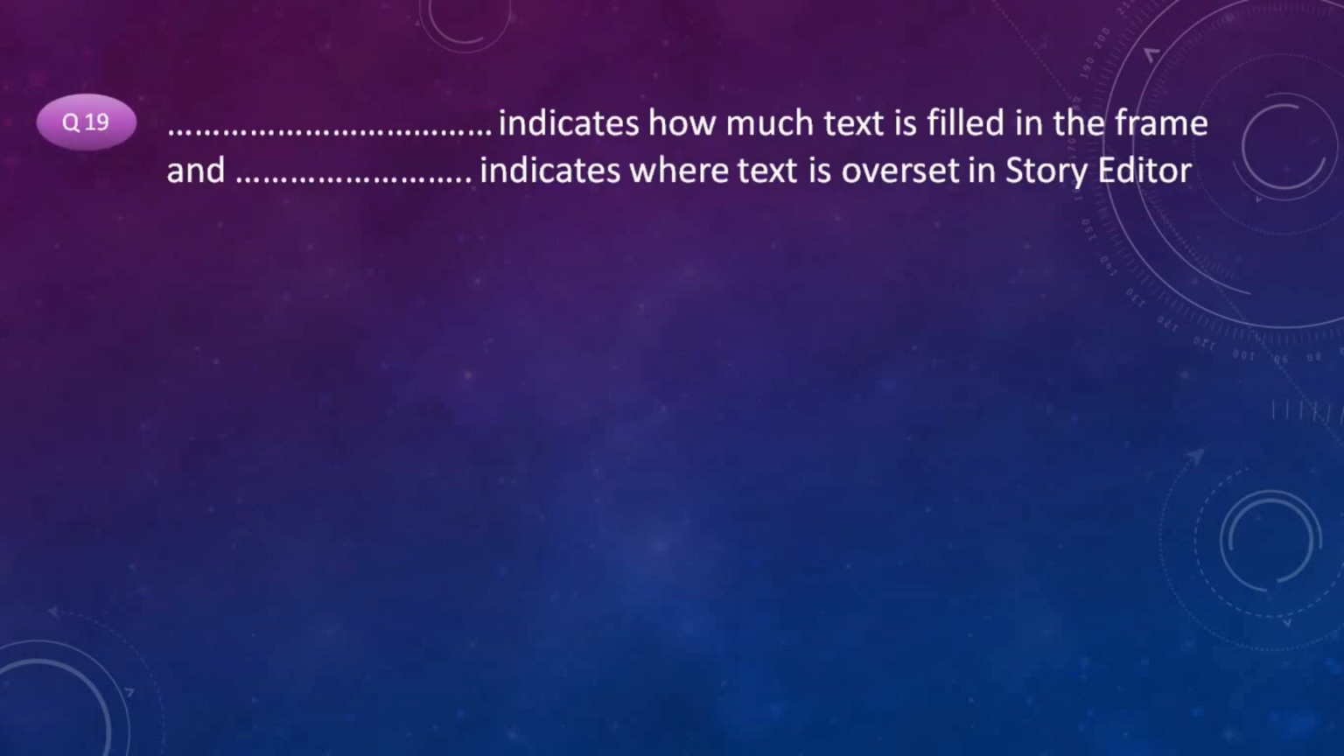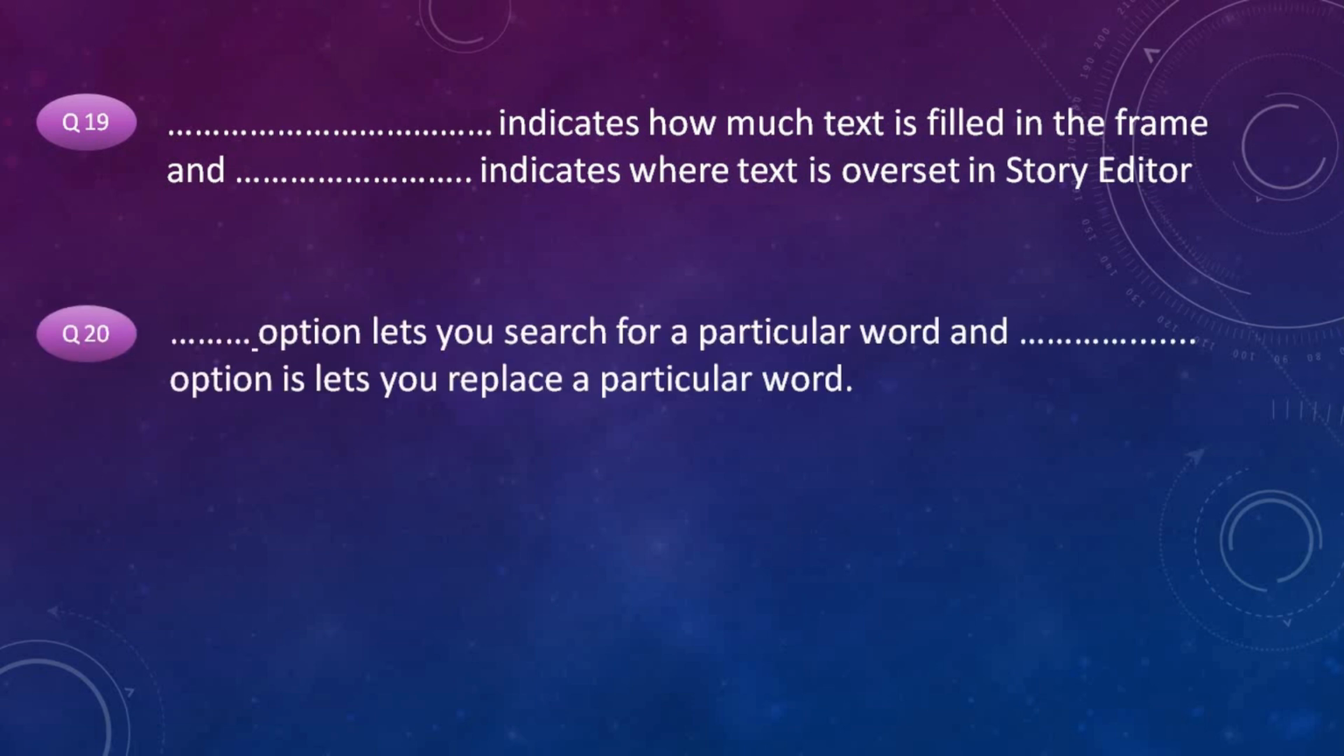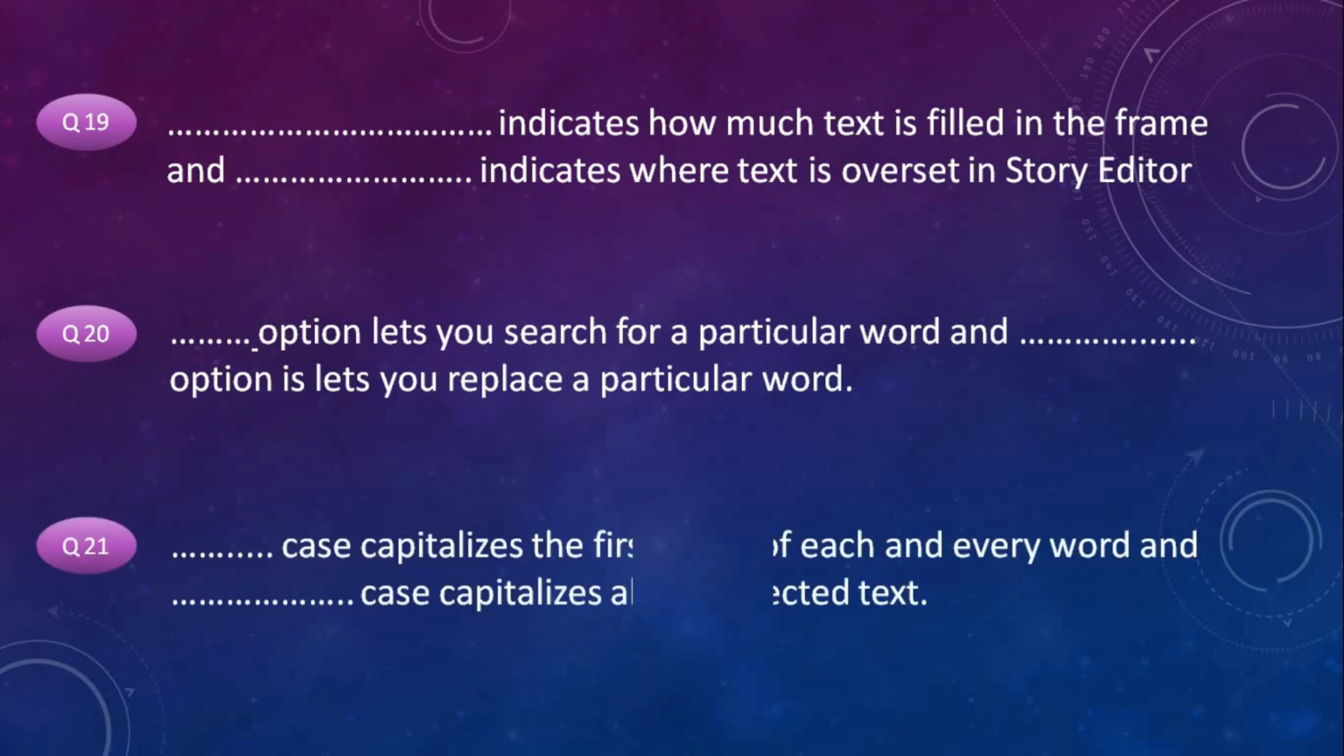Next question. Dash indicates how much text is filled in the frame, and dash indicates where text is overset in story editor. Dash option lets you search for a particular word, and dash option lets you replace a particular word. Dash case capitalizes the first letter of each and every word, and dash case capitalizes all the selected text.